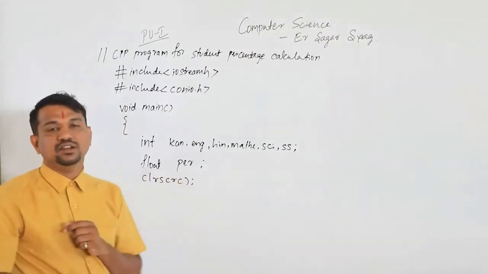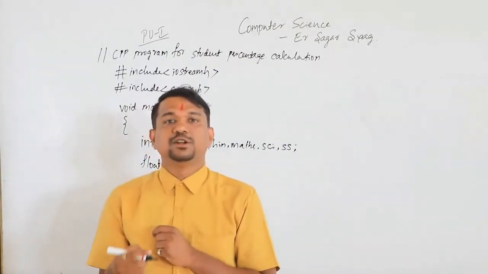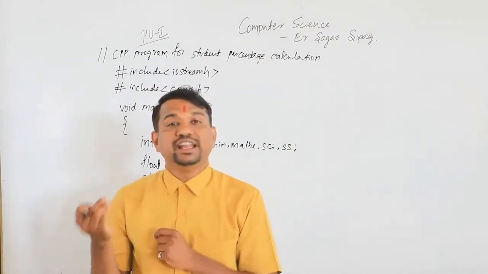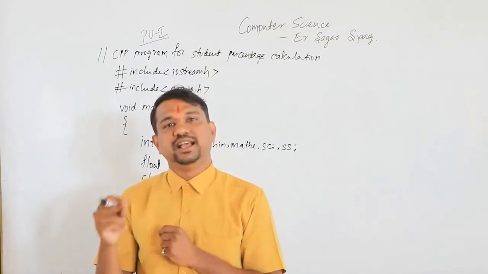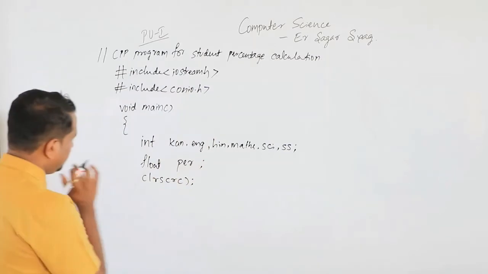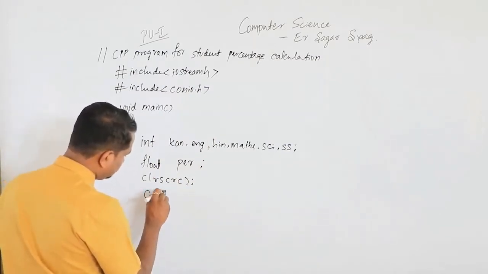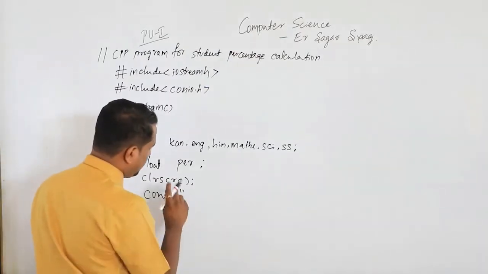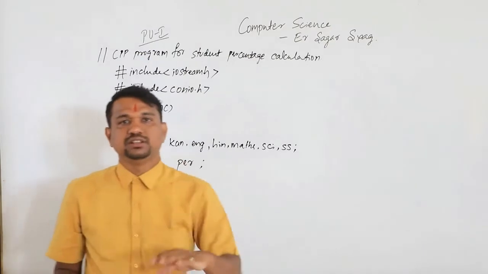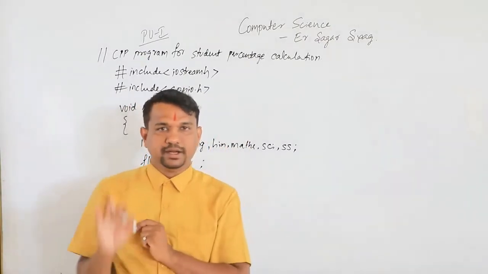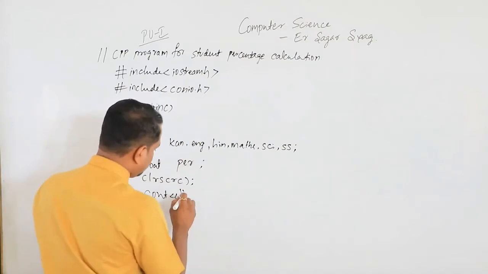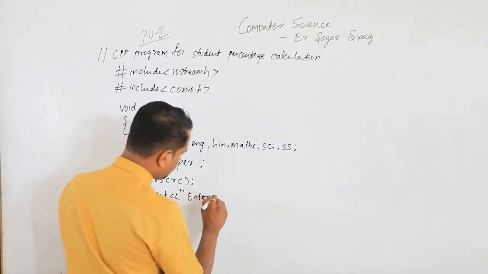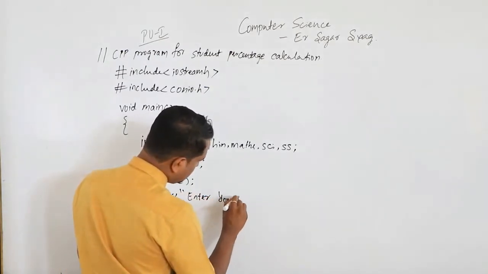Next, CLR, SCR. Clear the screen. Why CLR, SCR? To clear the memory. The memory is having some garbage values. To clear that one, we are going to use CLR, SCR. Next, cout statement. The first executable statement in the programming is cout, and whatever we are going to write, that will be printed on the monitor while on the output execution. Cout, Enter your marks.